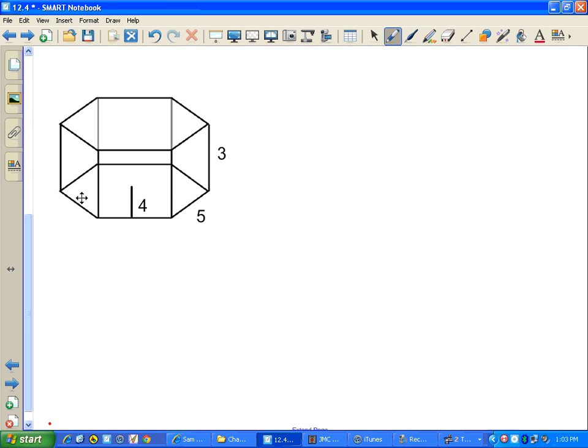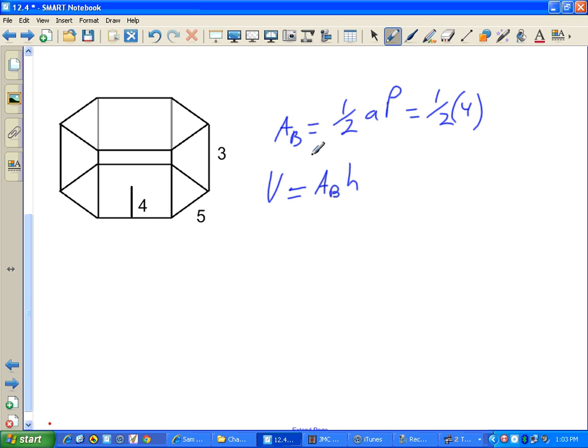Now I've got a hexagonal prism, and I want to find area of the base, which would be 1/2 apothem times perimeter. And for volume, I'm going to take area of the base times the height. So area of the base is 1/2, my apothem is 4, my perimeter would be 5 times 6, which is 30. So this would equal 60. So for volume, I've got 60 times my height, which is 3, my volume is 180.